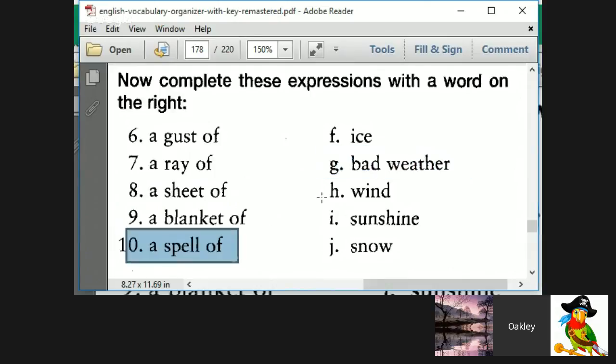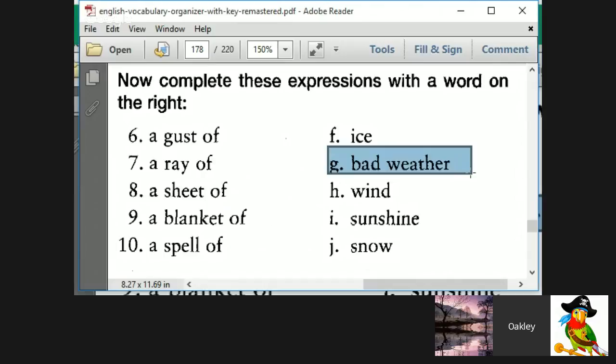A spell of bad weather, meaning a few days, a week, 10 days, whatever. Consecutive days of bad weather. We also say the opposite, a spell of good weather, a spell of rainy weather, a spell of clear weather. It's a very common phrase for both good and bad weather.